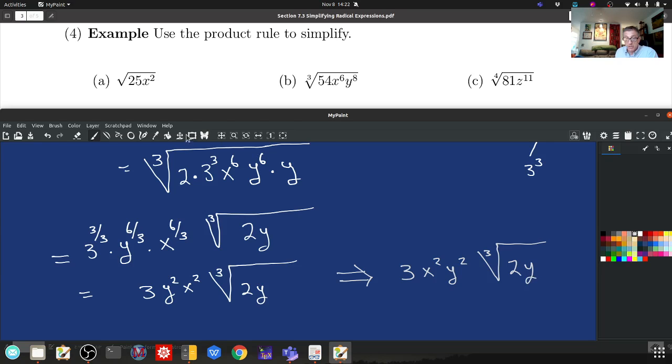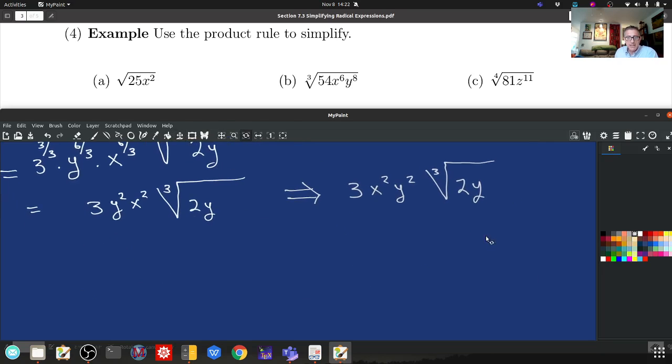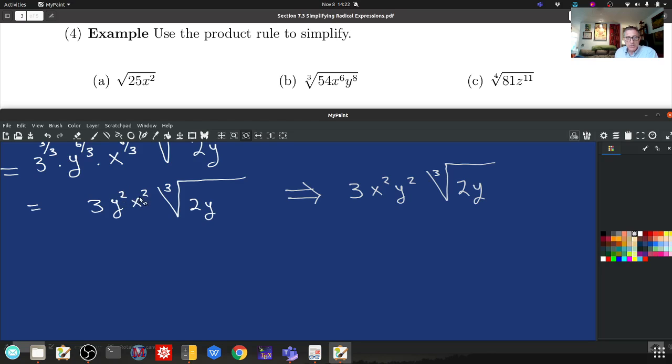They should not require that. We have plenty of symbolic tools that can easily determine that y squared times x squared is the same as x squared times y squared. And bonus points for anyone who might see yet one further simplification of this. Going all the way back to our exponent rules, this is the same thing as 3 times x times y, using the power of a product rule, squared, times the cube root of 2y.